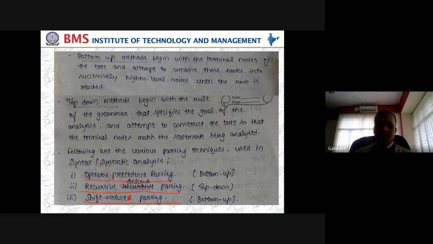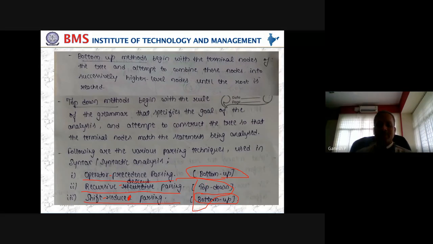To put them under these categories: operator precedence parsing is a bottom-up approach, recursive descent is a top-down approach, and shift reduce is a bottom-up approach. So we have three methods clubbed into two categories, bottom-up or top-down. How you figure out which is which, you will understand. Right now, you may not be able to perceive it. It is not something to memorize, but just to give an idea of how these three are categorized into two.